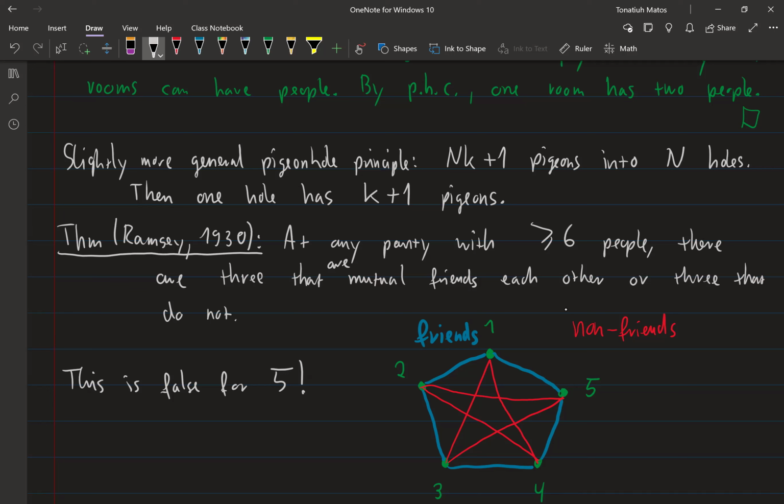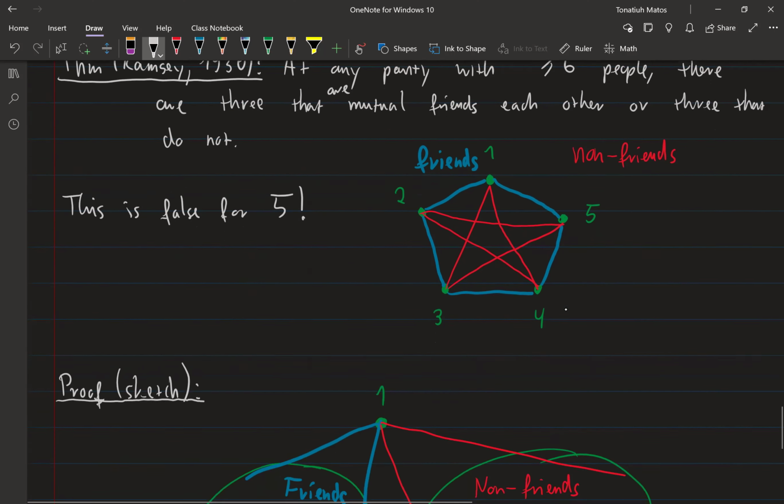Why is this slightly more general, even though it's the same idea? Well, think about it this way. Suppose that the conclusion is false, meaning it is not true that one hole has k plus 1 pigeons. Then every hole has at most k pigeons, right? Fewer than k plus 1, so at most k pigeons. But if there are n holes, that means that in total you could have n times k pigeons. But that is a contradiction because I have more than n times k pigeons. I have nk plus 1. So it's the same idea, right? Barely worth writing down, but maybe useful.